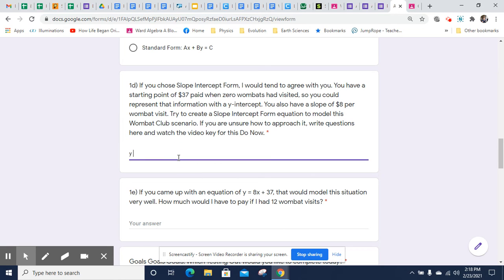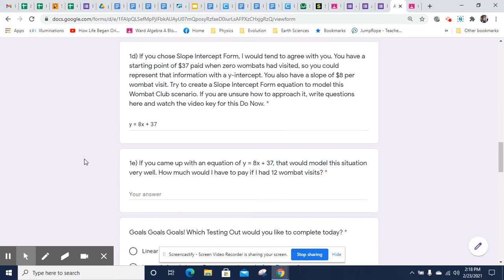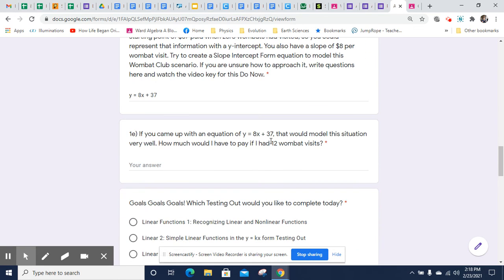So we're going to write the slope-intercept form, y equals mx plus b. B is the y-intercept of 37. And slope is going to be, you guessed it, that rate, it's 8. So we now have an equation, y equals 8x plus 37. So now we want to figure out how much I would have to pay if I had 12 Wombat visits.